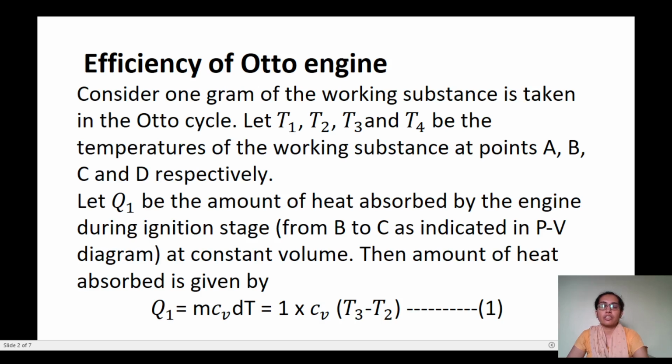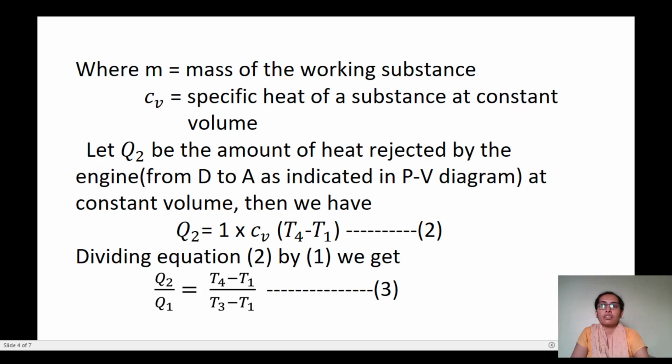So let Q1 be the amount of heat absorbed by the engine during ignition stage, that is from B to C as indicated in the PV diagram, at constant volume. Then the amount of heat absorbed is given by the expression Q1 equals m Cv dT. Since we have considered 1 gram of the working substance, m will be equal to 1. So we have Q1 equals 1 into Cv into (T3 minus T2). Call that equation 1, where in that expression m is the mass of the working substance and Cv is the specific heat of the substance at constant volume.